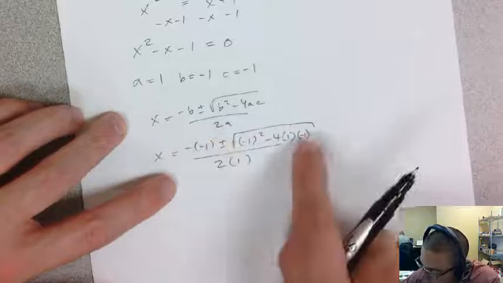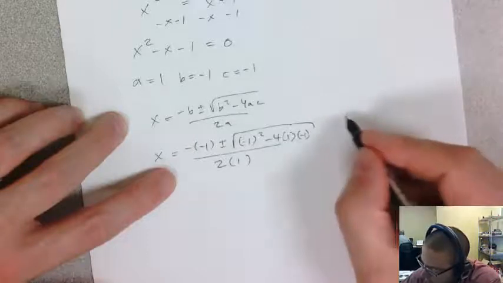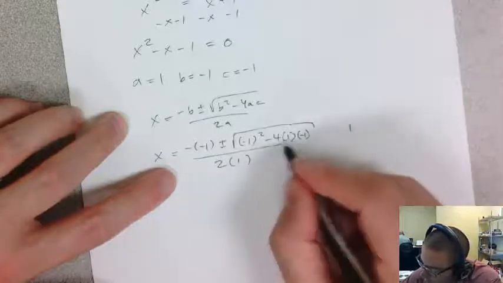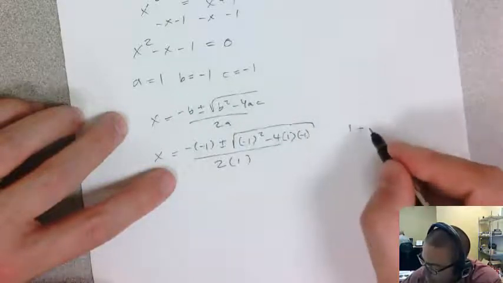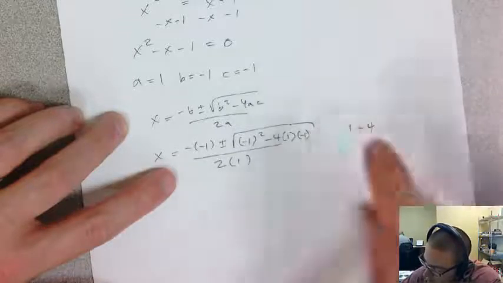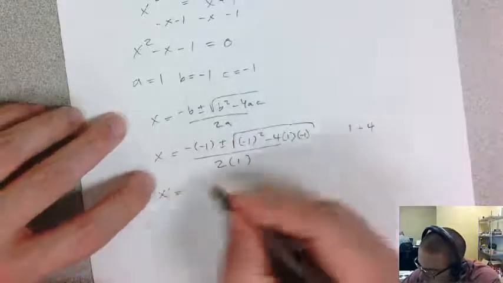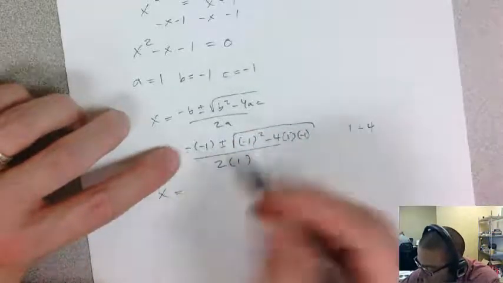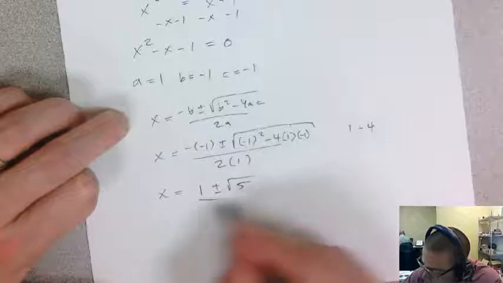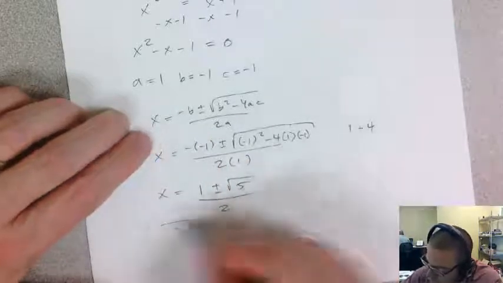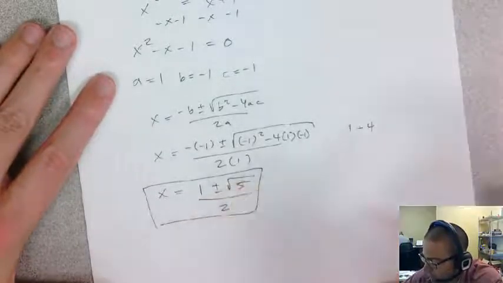Alright, so now I can simplify this a little bit. Negative 1 squared is positive 1. So 1 minus 4 times 1 is minus 4, and negative 4 times negative 1 is positive 4. So under the square root, I'm going to have 1 plus 4 in here. So let's simplify this a little bit. Negative negative 1 is positive 1, plus or minus the square root of 1 plus 4 is 5, over 2 times 1 is 2. So this is my solution. There are two solutions, 1 plus the square root of 5 over 2 and 1 minus the square root of 5 over 2.